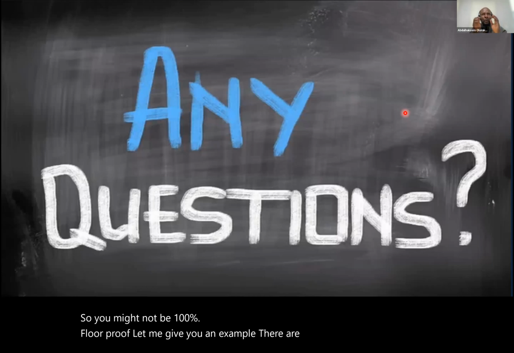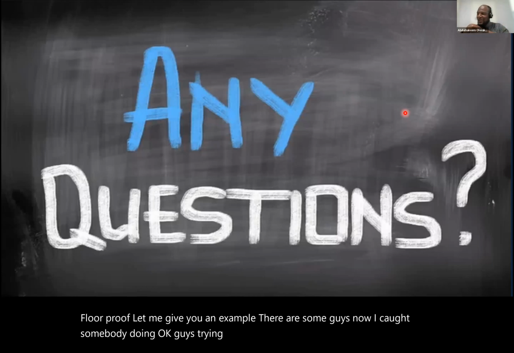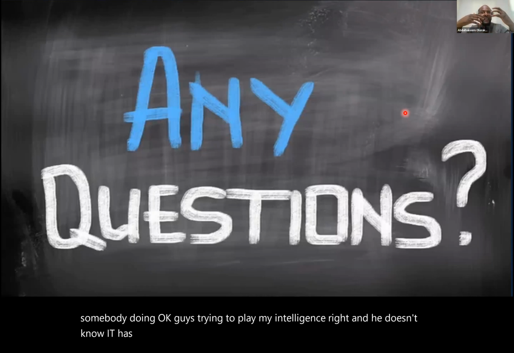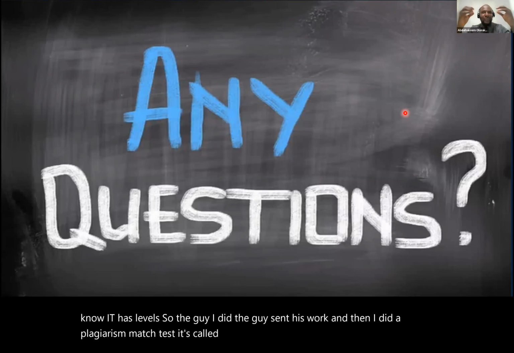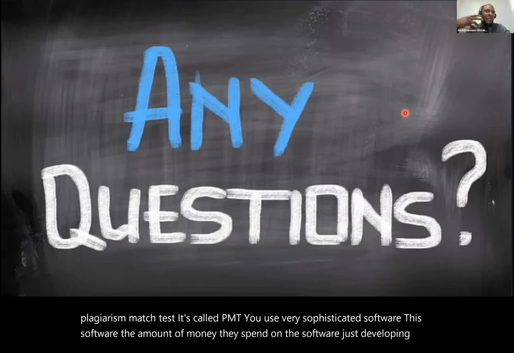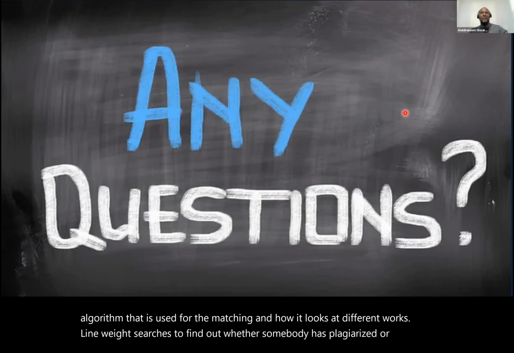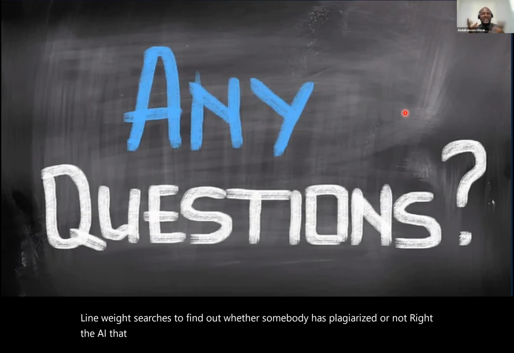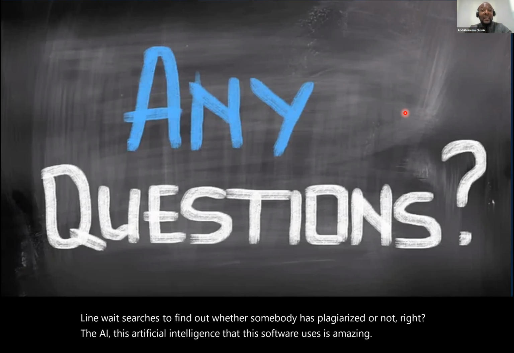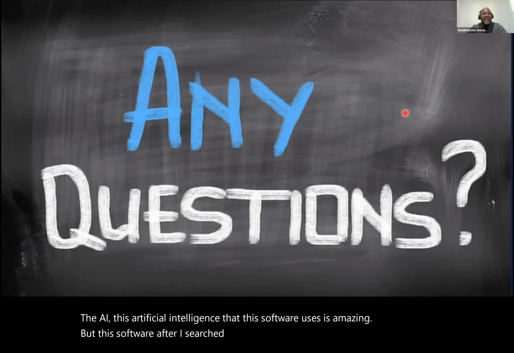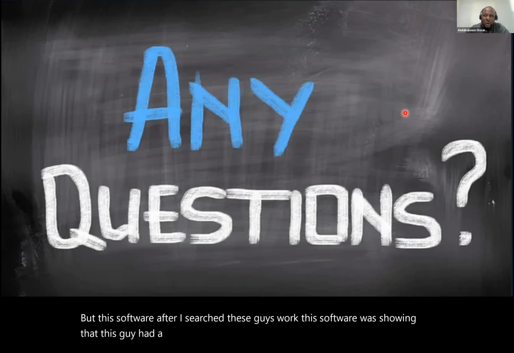I caught somebody doing something. The guy was trying to play with my intelligence, and he doesn't know IT has levels. He sent his work, and I did a plagiarism match test, called PMT. You use very sophisticated software. The amount of money they spend on developing the algorithm used for matching, and how it looks at different works online to find out whether somebody has plagiarized or not, the artificial intelligence this software uses is amazing. But after I searched this guy's work, the software showed that he had a similarity score of, I think, 0.5%. That's crazy.